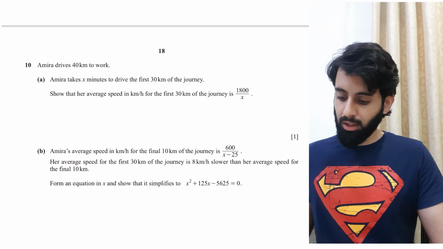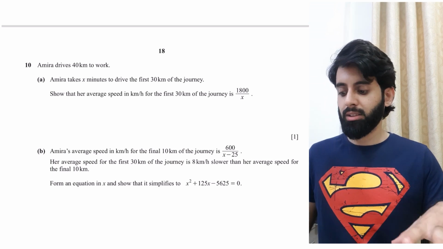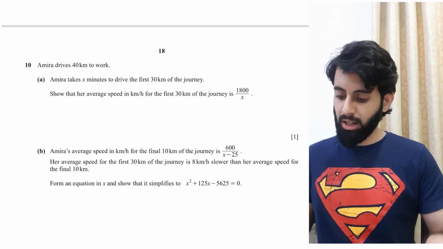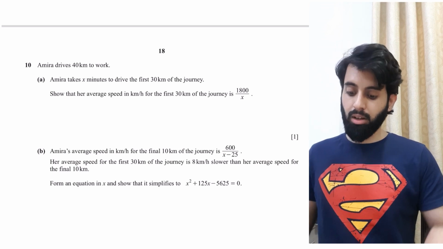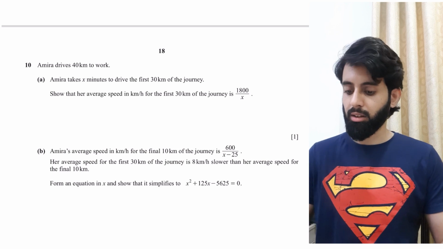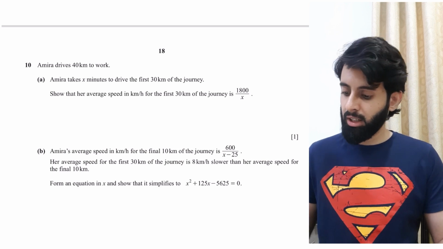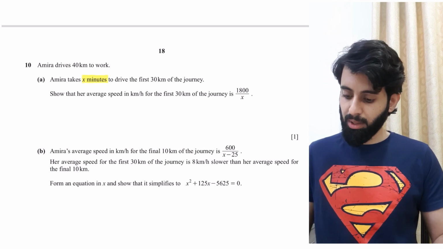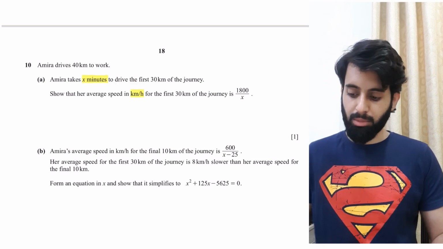A meter drives 40 kilometers to work. A meter takes X minutes to drive the first 30 kilometers of the journey. Show that her average speed for the first 30 kilometers of the journey is 1800 over X. There's a catch in the question: you have X minutes, but the speed the question is asking for is in kilometers per hour.